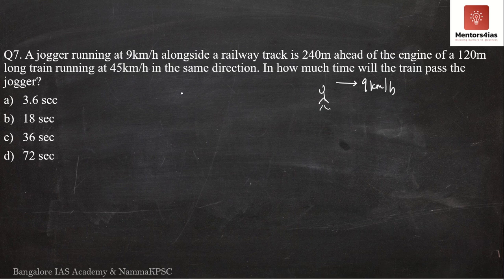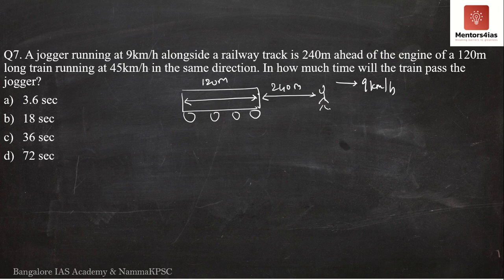So what the question is saying is, there is a train. The length of the train is 120 meters. The jogger, who is running at 9 kilometers per hour, is 240 meters ahead of the train, where the train is now running at 45 kilometers per hour. So, in how much time will the train pass the jogger?